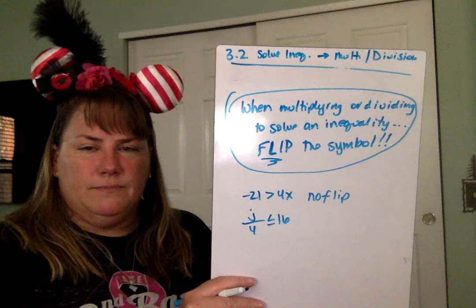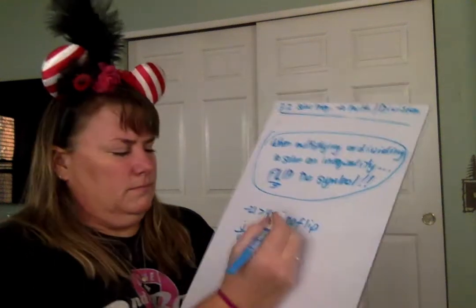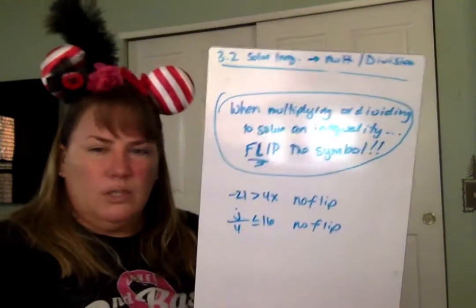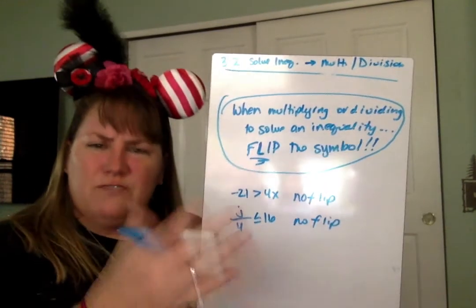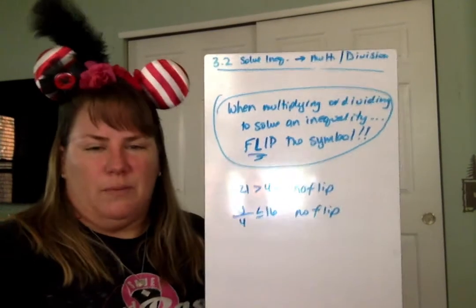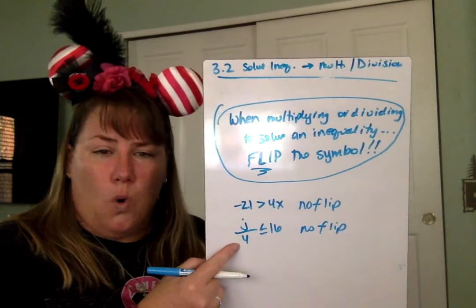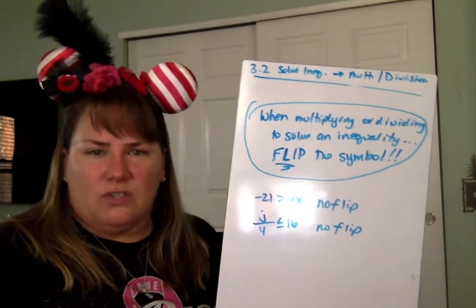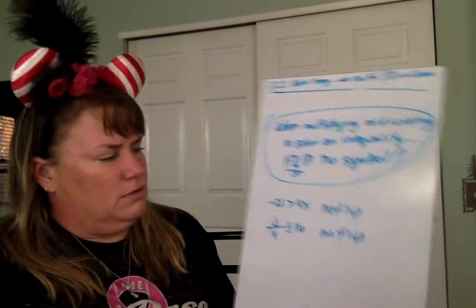Flip or no flip? No flip. Because your best friend isn't negative. So if your best friend is in a bad mood, you got to flip them. And your best friend's problem is 4. Those of you guys who have no idea what I'm talking about, your best friends, go ahead and check out solving equations. Okay, here's another one.